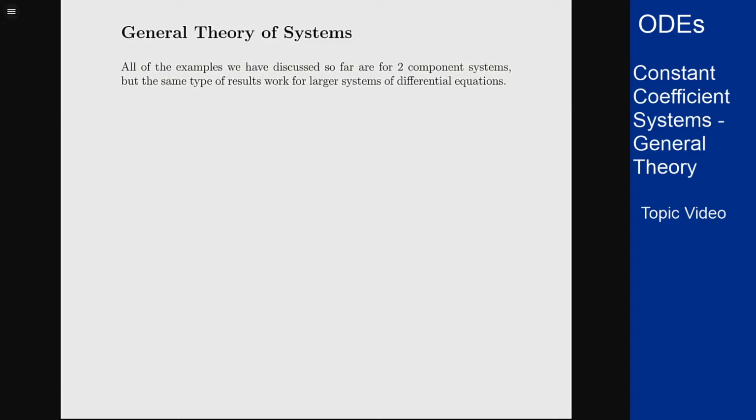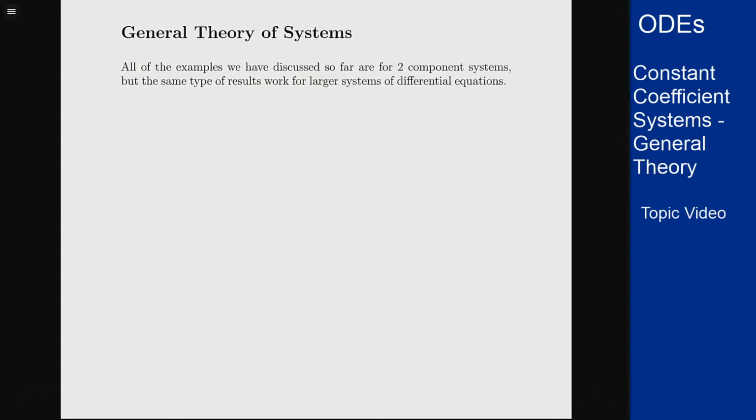This video will go some more in detail about the general theory of systems beyond what we're covering here, what's needed for the course of things for this class. So everything we've discussed so far has been a two-component system because those are easy to handle, easy to draw, and sort of have nice properties when you try to write them out. But all the same ideas work for even larger systems of equations as well.